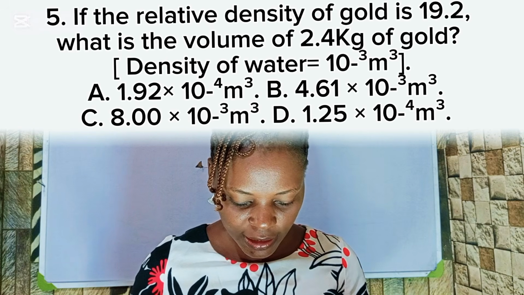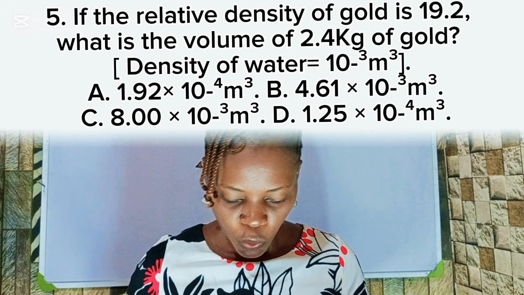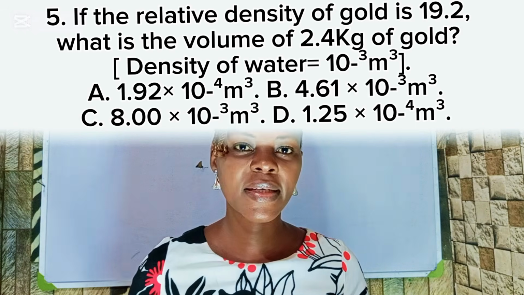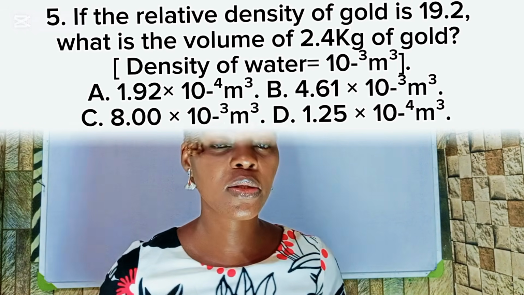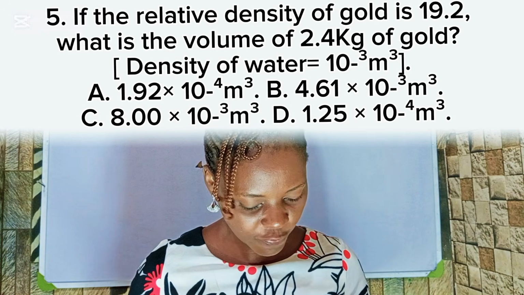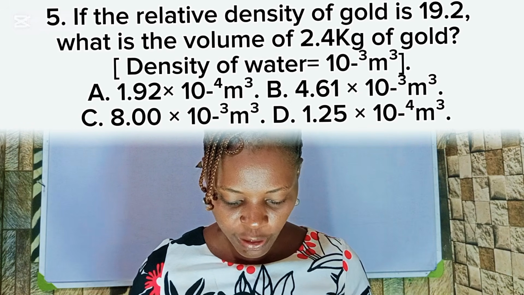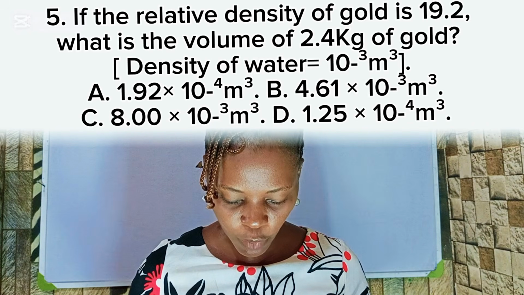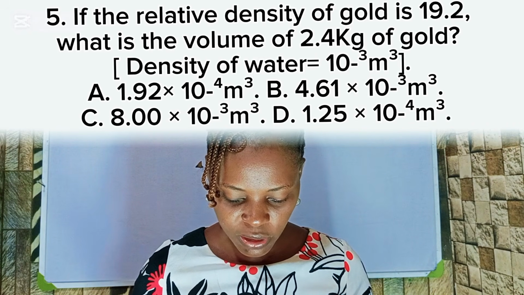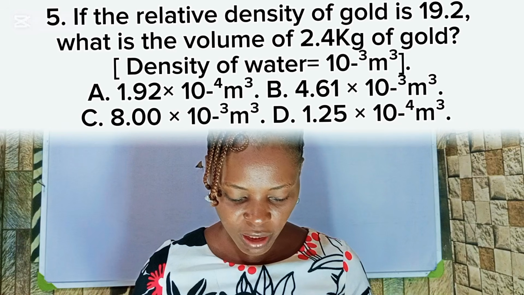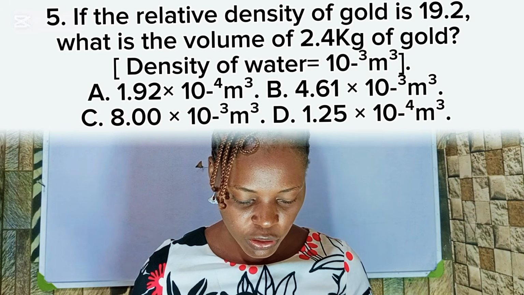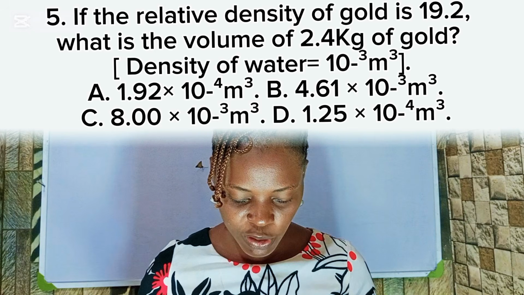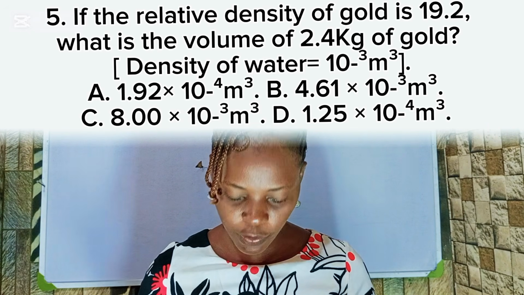If the relative density of gold is 19.2, what is the volume of 2.4 kilogram of gold? We are given the density of water to be 1000 kilogram per meter cube. We have the following options. Option A, 1.92 times 10 to the power of minus 4 meter cube. Option B, 4.61 times 10 to the power of minus 3 meter cube. Option C, 8.00 times 10 raised to the power of minus 3 meter cube. Option D, 1.25 times 10 to the power of minus 1 meter cube.